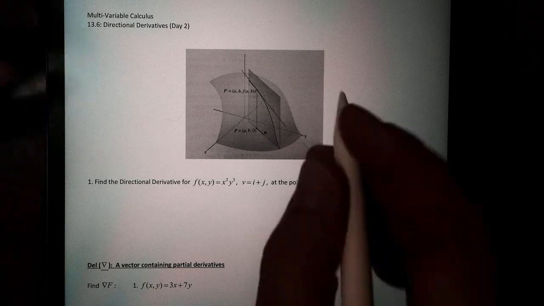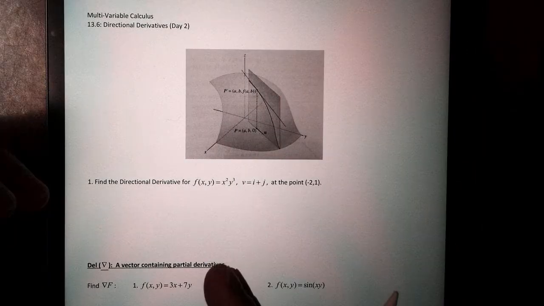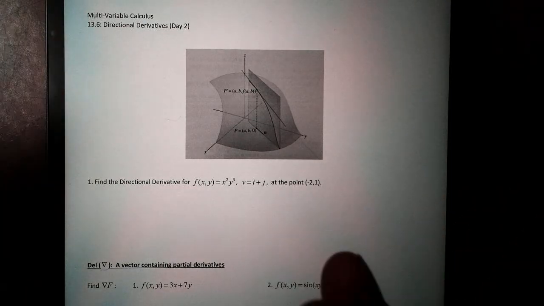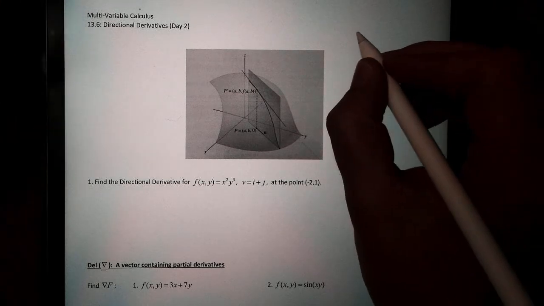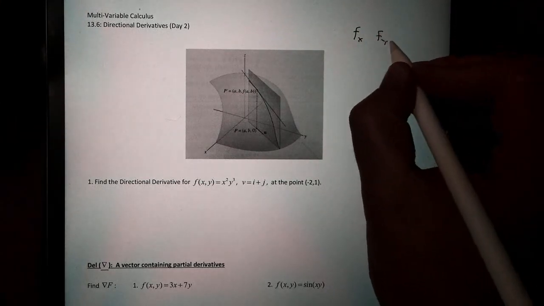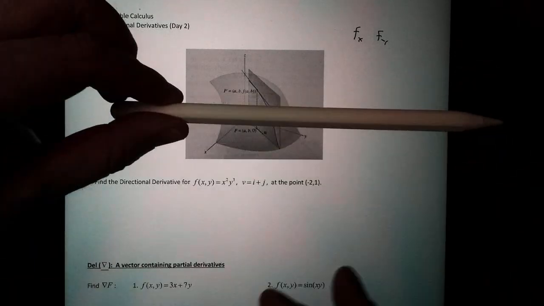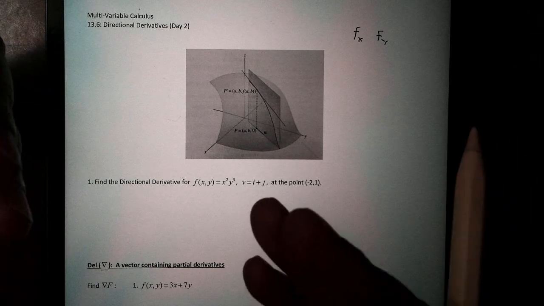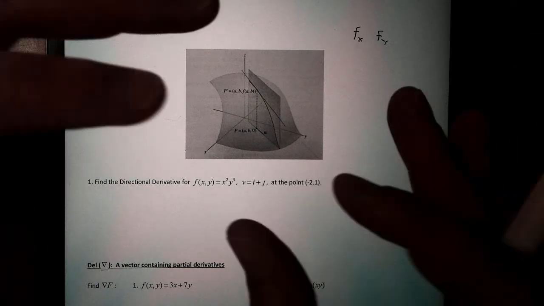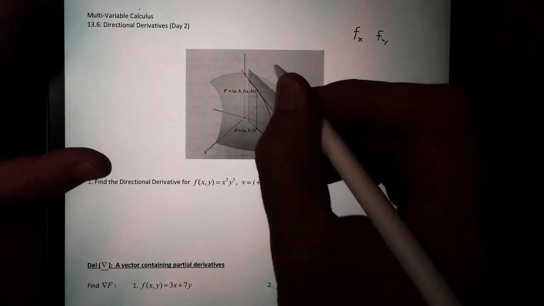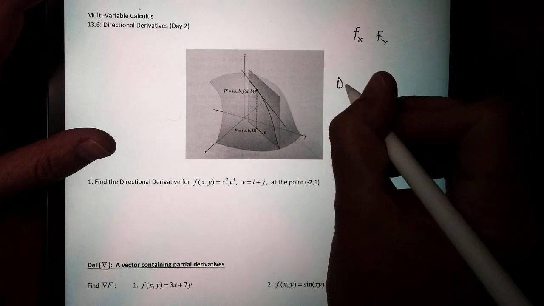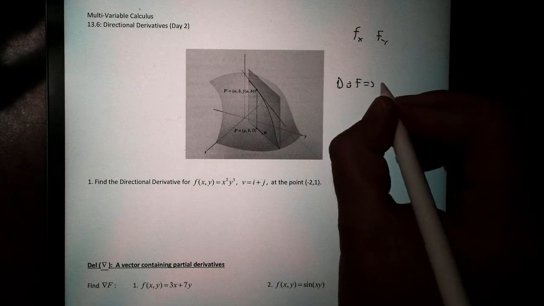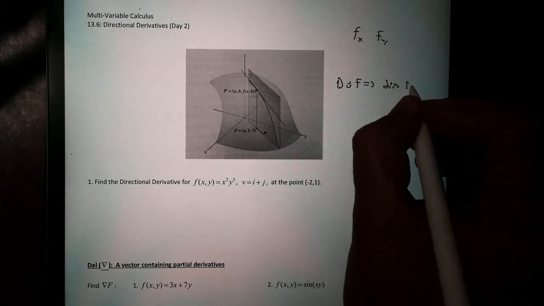You may recall yesterday we talked about how to find the derivative or the slope of a function on a surface. Typically we can find the slope in the x direction or in the y direction. But most of the time we don't always move horizontally or vertically. We might move at some sort of angle. And yesterday we discussed how we could find that derivative on a 3D surface in any direction. You might recall we called that Duf, right? And Duf really meant for us the directional derivative.